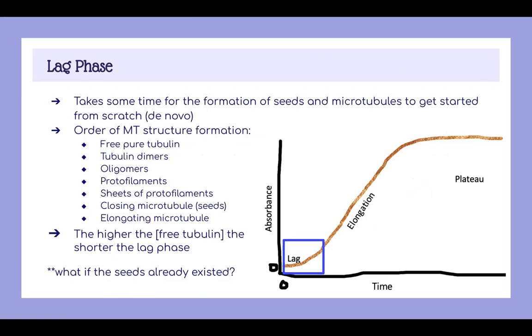Once that happens, that's where we have the elongation phase. The higher the free tubulin we have, the shorter the lag phase is, so elongation happens faster. And I have a question: what do you think would happen if the seeds already existed? So we don't have to make microtubules from scratch if we already have some seeds there. Probably wouldn't be a lag phase. Yes, exactly. We're probably just going to start at the elongation phase.